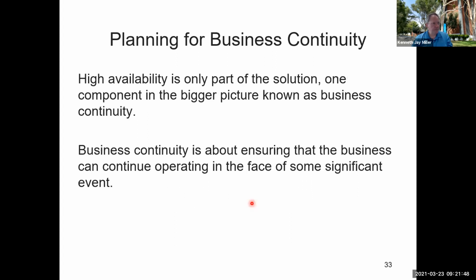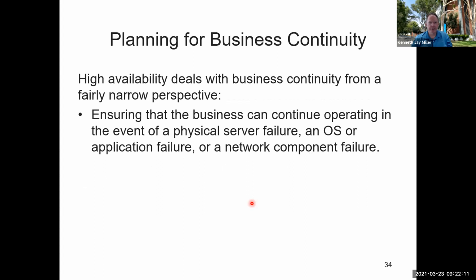All right. Now, high availability is only part of the solution. It's one component in the bigger picture known as business continuity. Business continuity ensures that the business can continue operating in the face of some significant event. Those events could include natural disaster, man-made disaster, accident, whatever it may be.